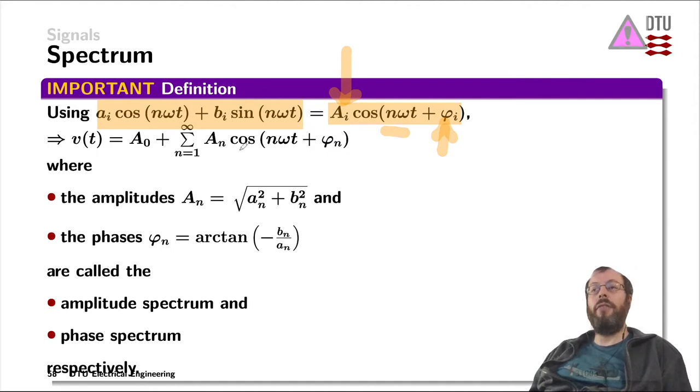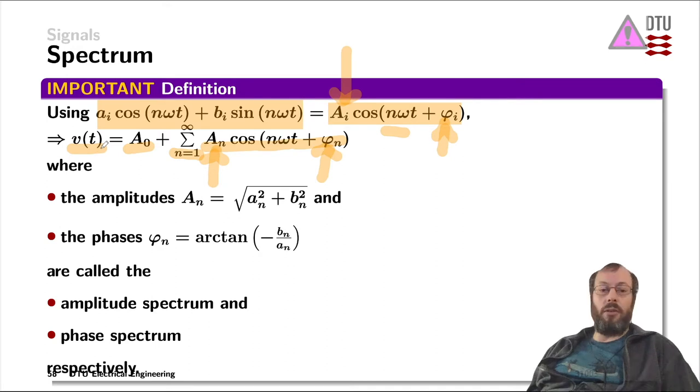Now, if we apply that to our original Fourier series for all n harmonics, then we can rewrite all of the nth harmonics like a cosinusoidal waveform, with the original information of the Fourier coefficients now being coded into the so-called amplitude and the phase of a cosinusoidal waveform. We still have the offset A0 outside of the summation, and summing up all these signals gives our original signal back again.